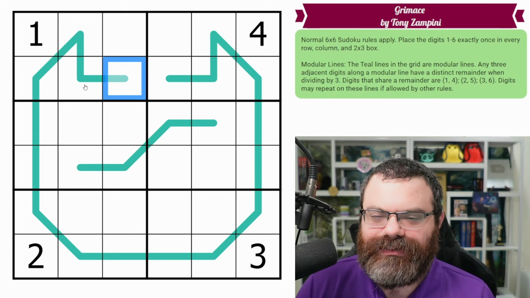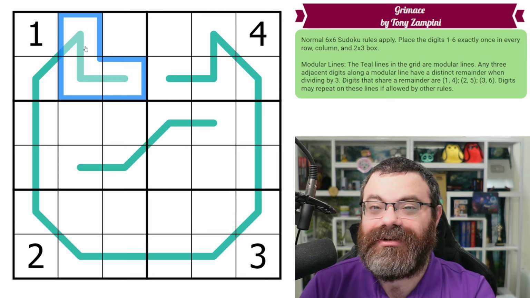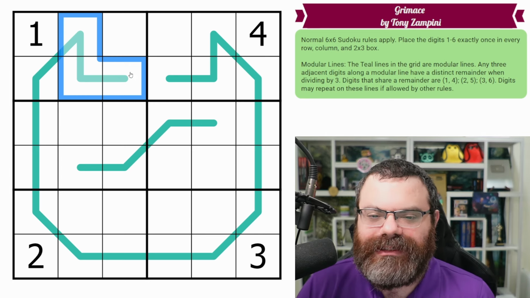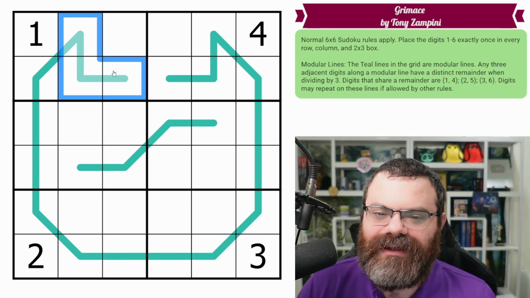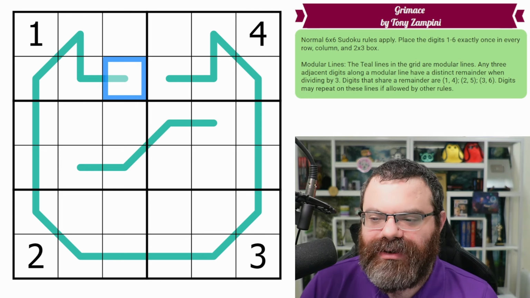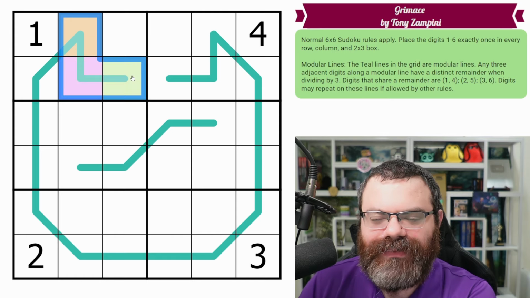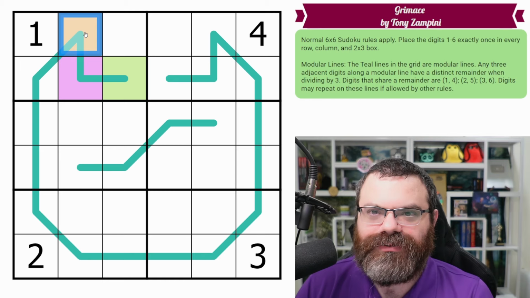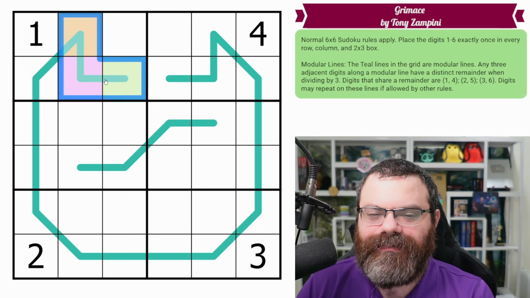Okay, so the first thing to do with modular lines, and this is also true of entropic lines, which are basically the same thing just with different groups, is this. This group of three here at the start of the line needs one of each of the modular groups. So I'm going to use a color for each of those: green, purple, and orange. We don't know which group is which yet, but we know that we're going to have one of each group here by the rules.